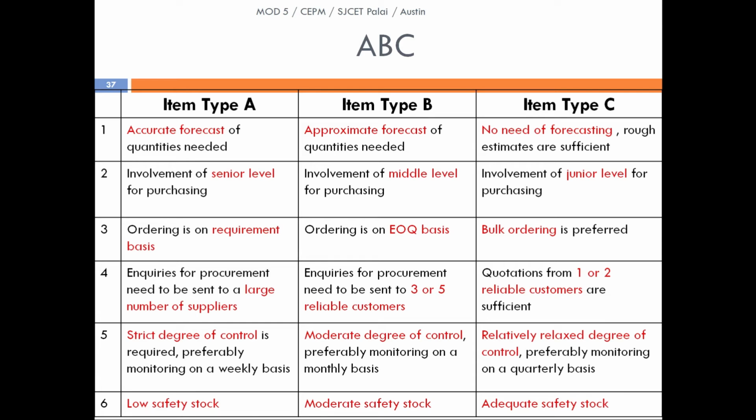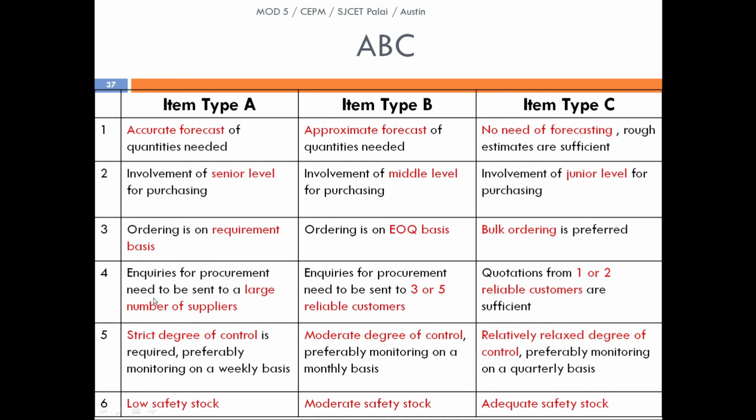The second difference, as we have seen, is that type A requires senior level or top level of management for purchasing or other activities, B the middle level of managers, and C junior level of managers. In A, we could see that ordering is on a requirement basis because there cannot be any change in the estimation, as it can cause loss to the company. The next one is based upon the EOQ basis. For C, bulk ordering is preferred. A large quantity is required where the value is very low, so bulk ordering is preferred.